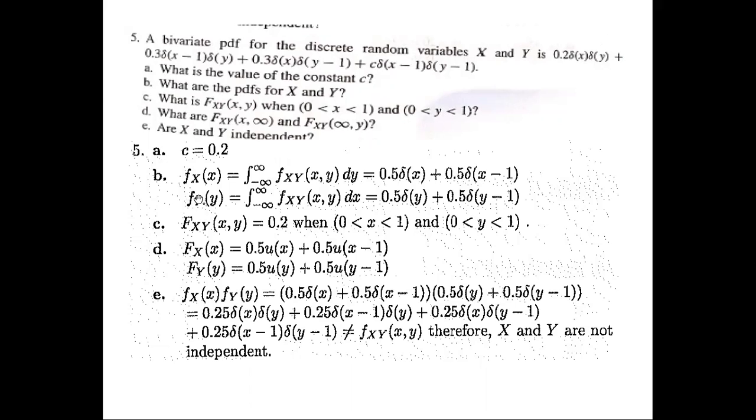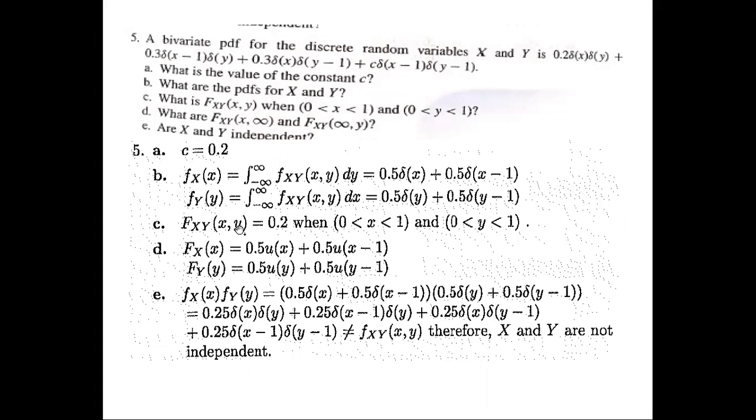Similarly, to find f_Y(y), we need to integrate the bivariate PDF with respect to x. All the δ(x) terms will vanish, and we will be left with 0.2 δ(y), 0.3 δ(y), 0.3 δ(y−1), 0.2 δ(y−1). So again, it will be 0.5 δ(y) plus 0.5 δ(y−1). So f_X(x) and f_Y(y) will be these two quantities.